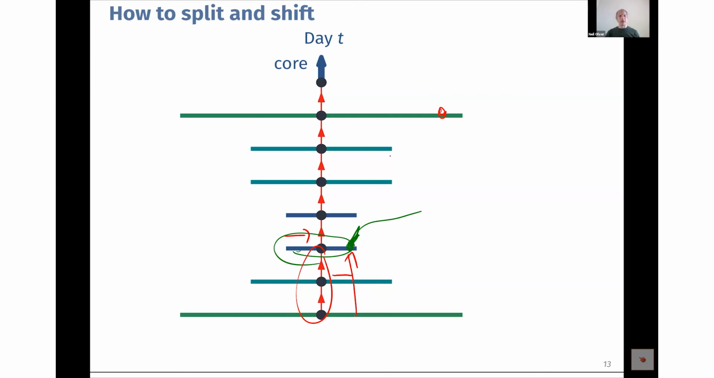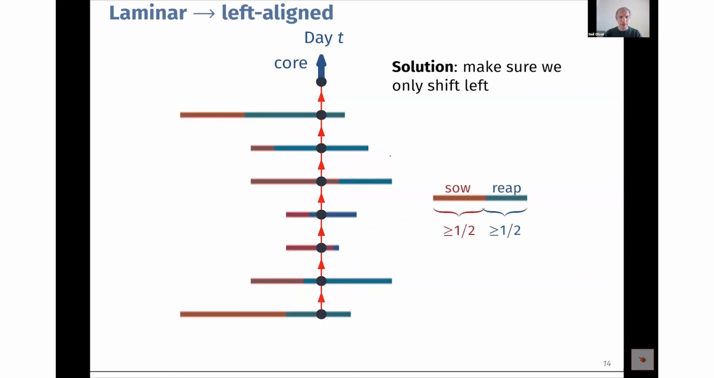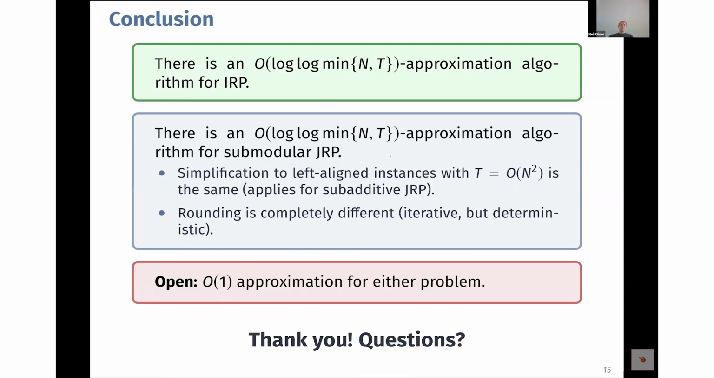So let me maybe not attempt to describe that in more detail. Let me skip to the conclusion. So we get this exponential improvement. And I'm not going to talk about it, of course, but we also get the same approximation bound for submodular JRP. The rounding is actually completely different. It has essentially nothing in common with the rounding for IRP, though the simplification to these left-aligned instances is exactly the same. Okay. And again, the open problem is constant approximation for both problems.